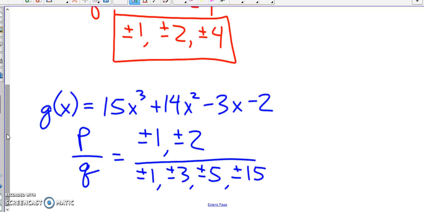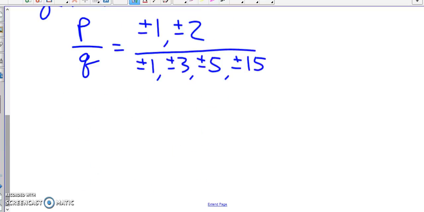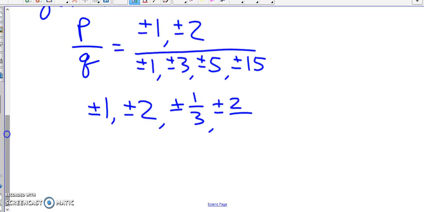Now, I have to be able to generate a list from here. In my opinion, this is the easiest way to do it. You choose one of the numbers from the denominator, and then you run through the numerator. So if I pick 1 in the denominator, I'd have plus or minus 1 and plus or minus 2, because those would all be divided by 1, right? Then I go to 3. So I'd have plus or minus 1/3 and plus or minus 2/3, because now I have a 3 on the bottom.